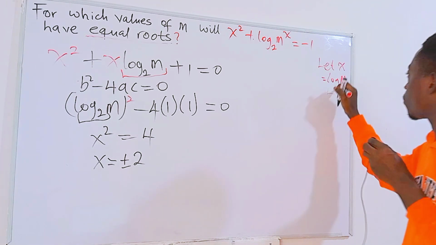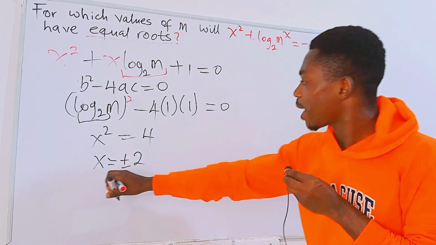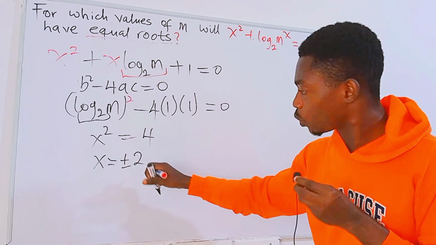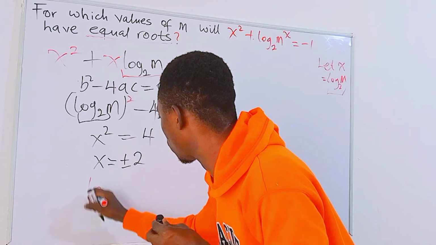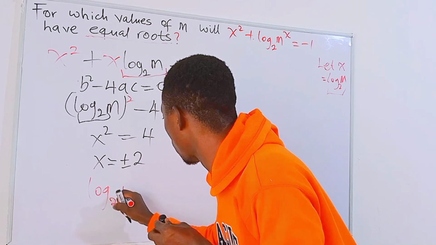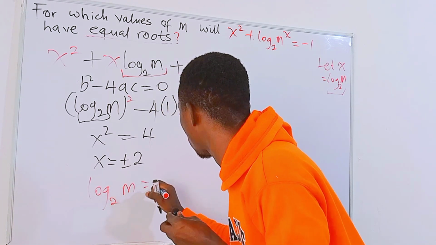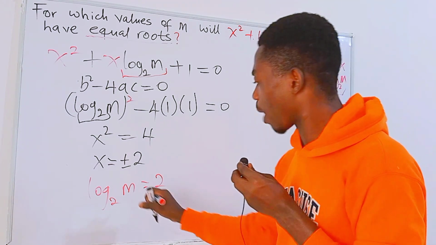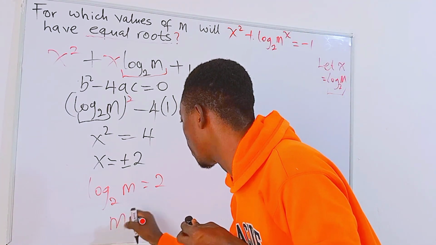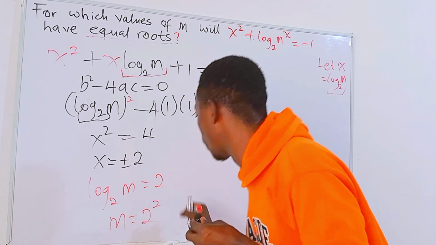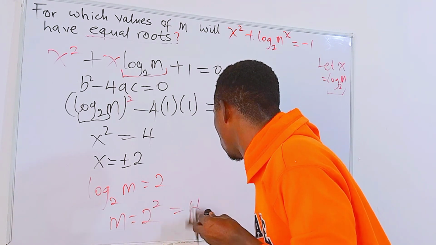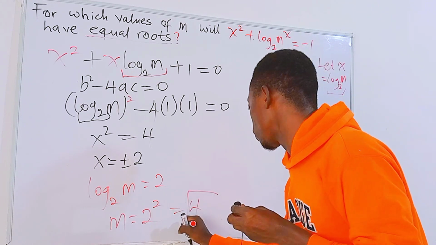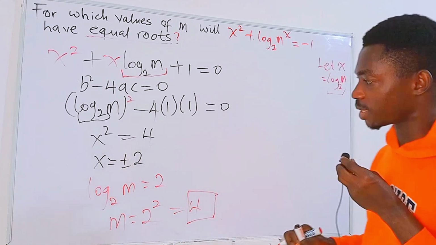And of course, we are looking for m. So when x is equal to positive 2, we're going to have log base 2 of m is equal to 2. And from the definition of log, we can write this as m is equal to 2 to the power 2, which is equal to 4. So this is one of the solutions.